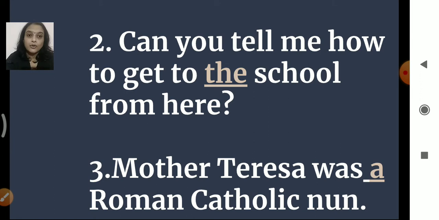Can you tell me how to get to dash school from here? Now again the. Why the? Because the speaker is talking about a particular school, a definite school. So the. And the third one: Mother Teresa was dash Roman Catholic nun. There are many nuns, many Roman Catholic nuns, and Mother Teresa is one of them. So here we have used the article a. Mother Teresa was a Roman Catholic nun.